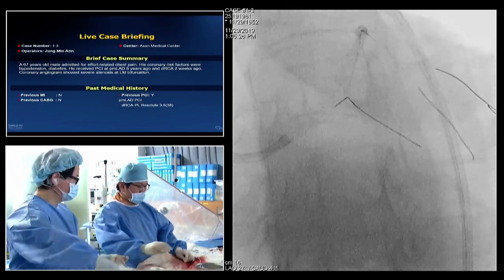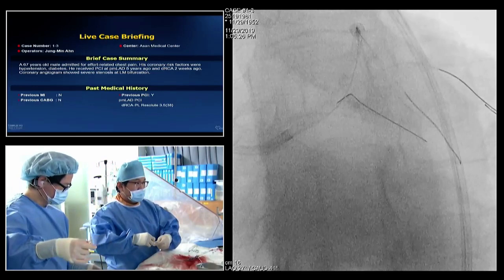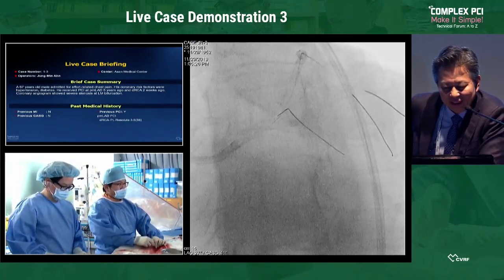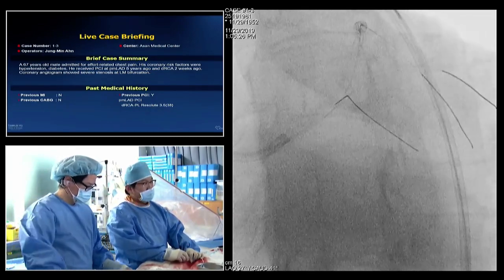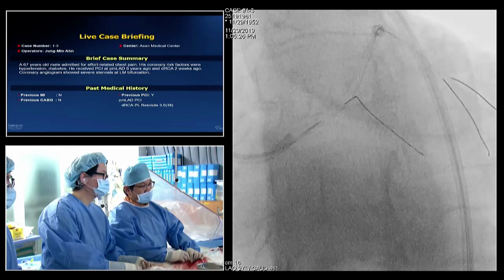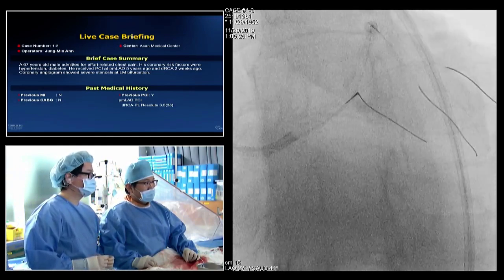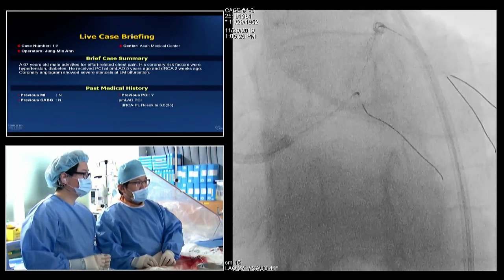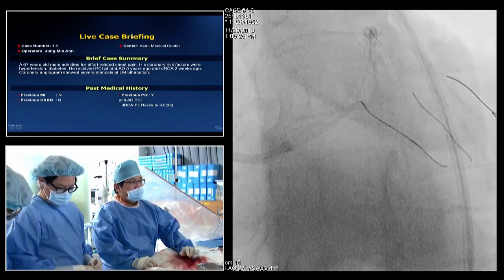Dr. Han, after stabilizing your wire, we must say hello to you. So can you just briefly explain how you put this wire into the circumflex? Just 10 seconds, please. Please give me the 10 seconds. Okay. The wall. Okay, congratulations. Very nice.